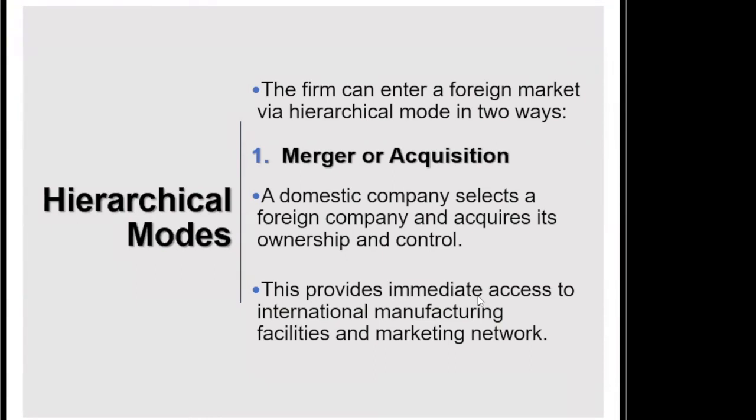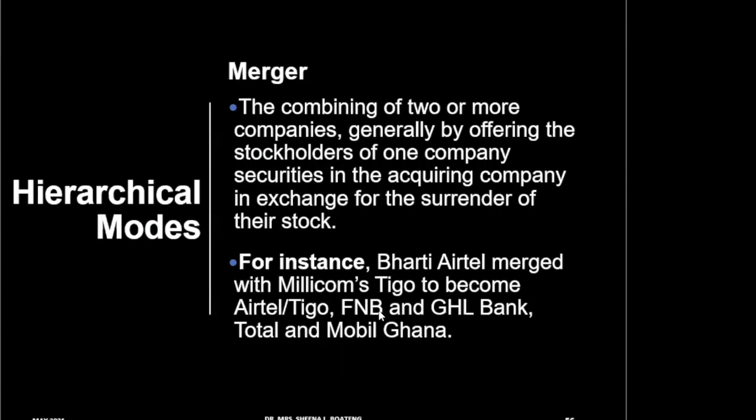And this provides this domestic manufacturing company immediate access to the facilities and the marketing network of the company in the foreign market that they are acquiring. So in terms of mergers, it's about combining the two companies. One does not necessarily acquire ownership and complete operation of the other on an outright basis. It generally happens by offering the stockholders of one company securities in the acquiring company, so that they will surrender some of their stock, and then the companies will end up becoming one company sharing ownership in this foreign market.